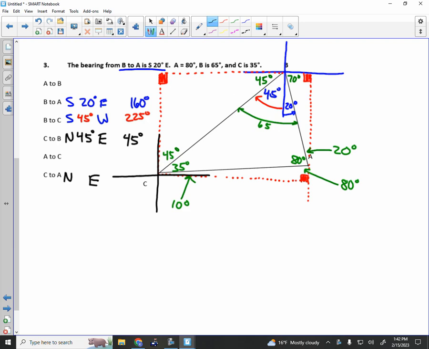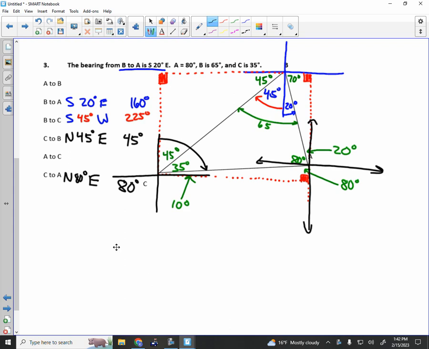No, from north, you turn how many degrees to the east? 80. You turn 80. And that would be an 80-degree bearing. Let's go over to A now. Going on over to A. There we go. I'm sitting right there.